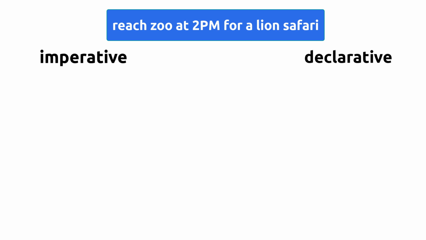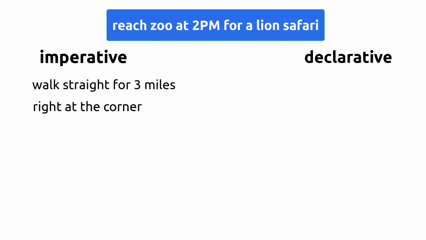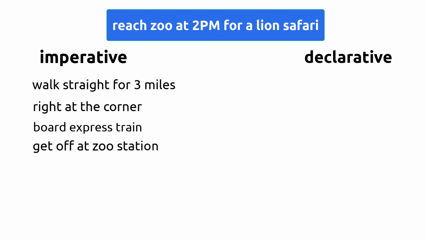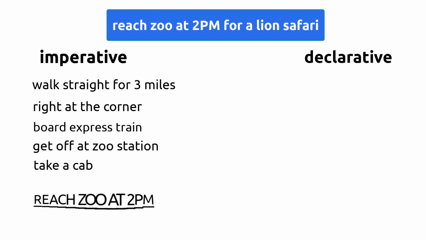Using the imperative way, we would say, Z, walk straight for 3 miles, then take a right at the corner. From there, take an express train, get off the train at the zoo station, and take a cab to get inside the zoo, because that's the only way you're going to make it to the safari on time.